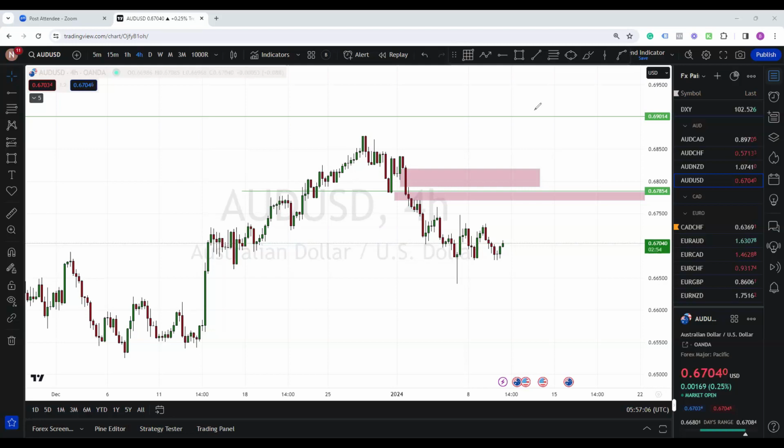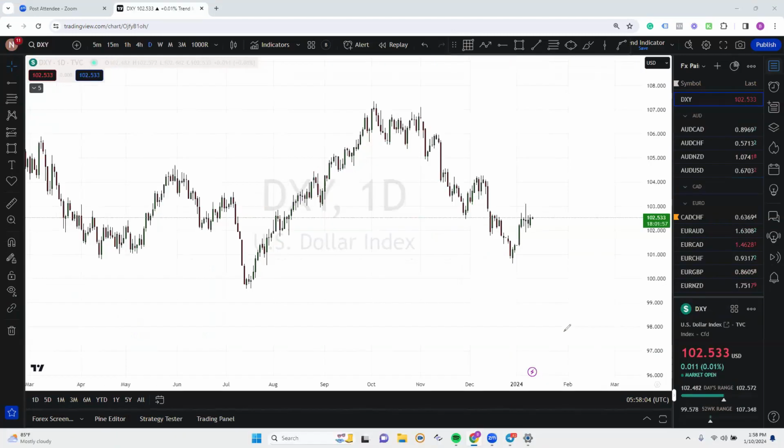Where's your DXY? Sorry, I didn't see your DXY. I'm showing the DXY chart now. What chart? Aussie US dollar. Okay, how come it's like that? Can you see? No, still Aussie. Still Aussie. Okay, new share. Can you see? Still Aussie? How come? Okay, I'll stop sharing. Now DXY. Okay, all right.